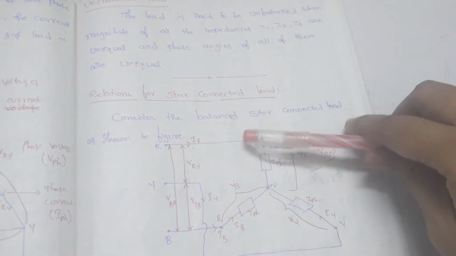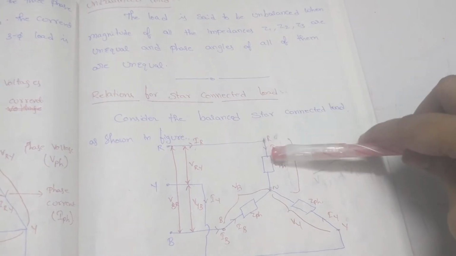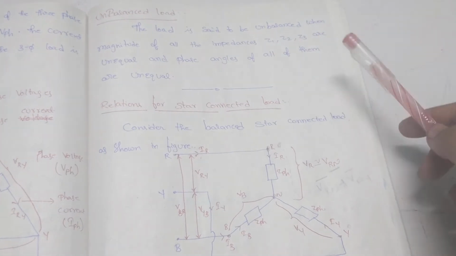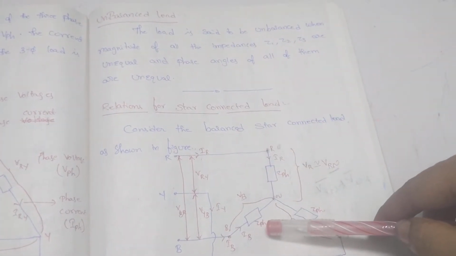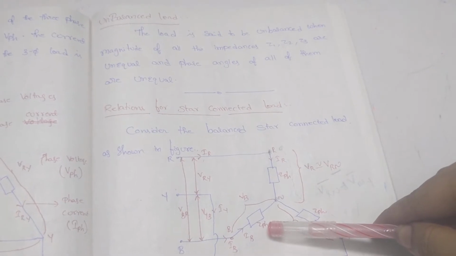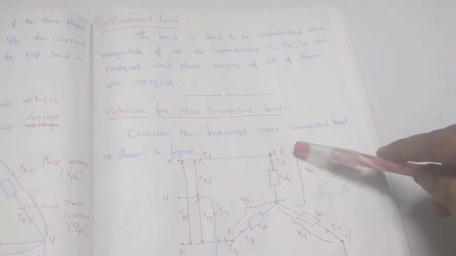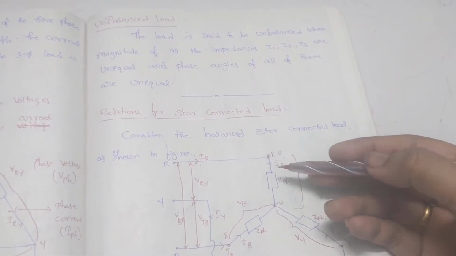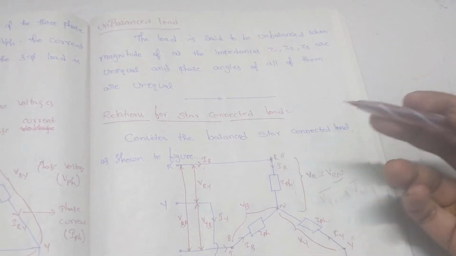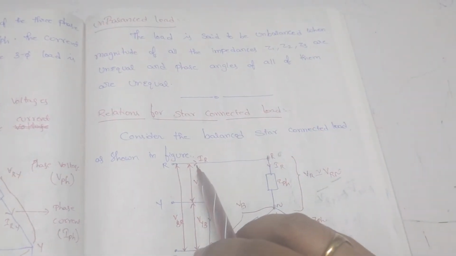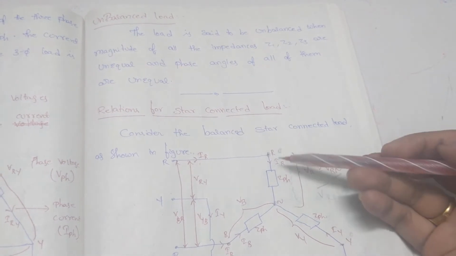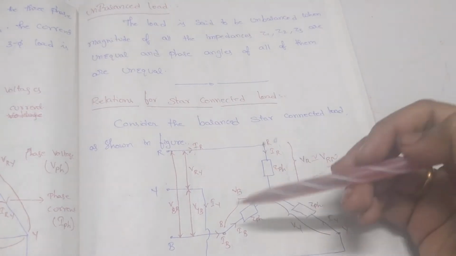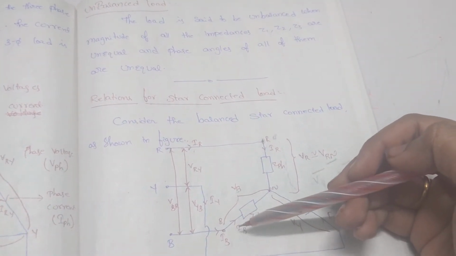Now this is your load. We are considering it as a balanced load. That's why instead of considering ZR, ZY and ZB, we are considering the impedance value as Z phase, which is equal in all the phases. The current flowing through each phase we call the phase current. This is the current flowing through the R phase, IR, the current through the Y phase, IY, and the current through the B phase, IB.